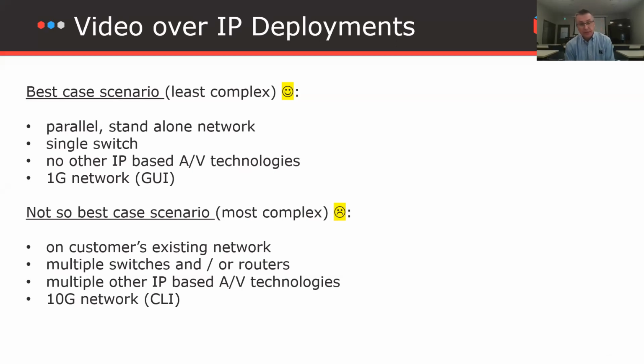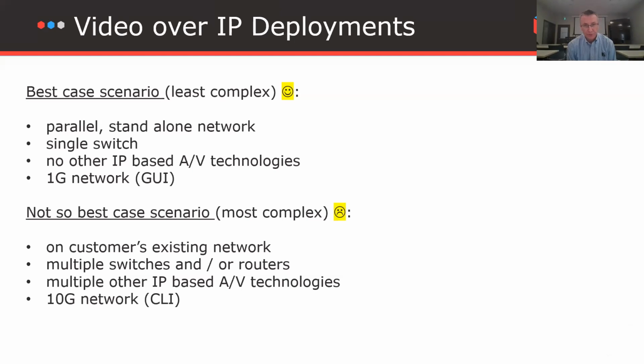Biggest reason is because most of them use the standard embedded web page technology that we're used to in Pro AV, whereas 10 gig network switches don't. So the second one I labeled as not so best case scenario with a highlighted sad face. It's probably bad grammar, but it does highlight the fact that these make this system a lot more complex.